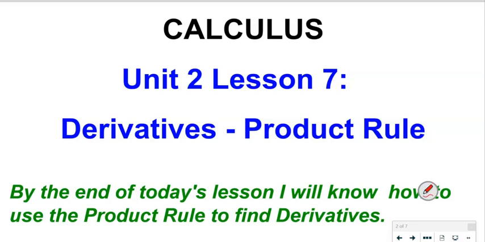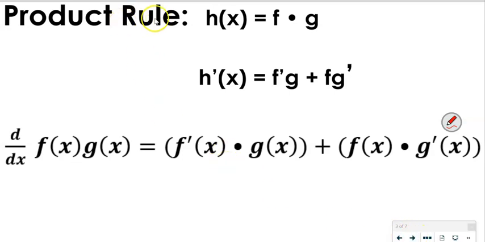So in this lesson today, we're going to go over finding derivatives using the product rule. By the end of today's lesson, you'll know how to use the product rule to find derivatives. Product rule means when we multiply two things together, right? So when we try to find the derivative of a product, we take the derivative of the first function times the second function plus the first function times the derivative of the second function.